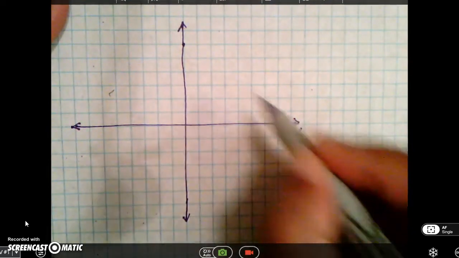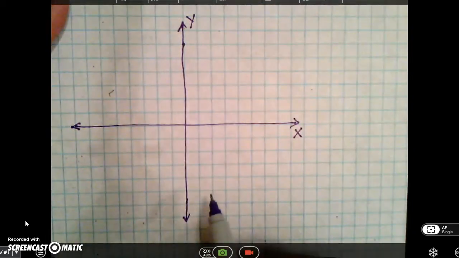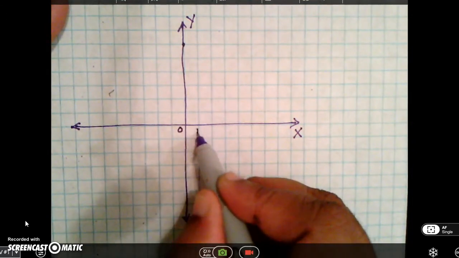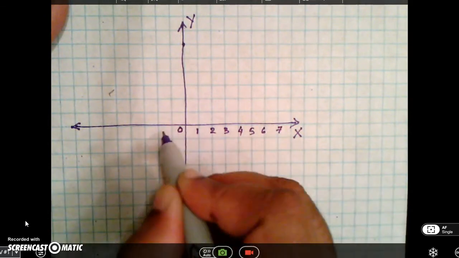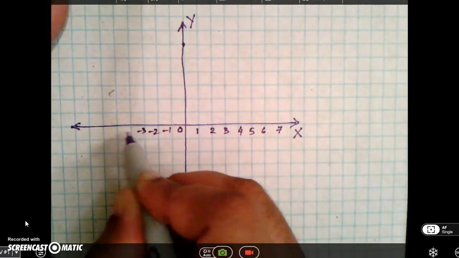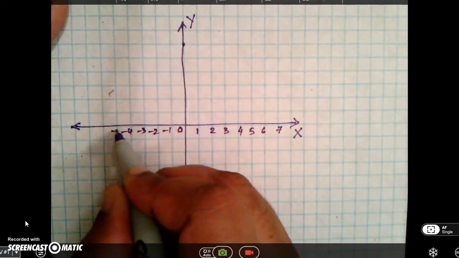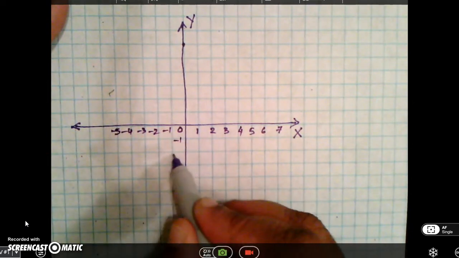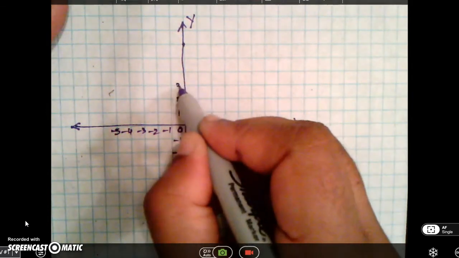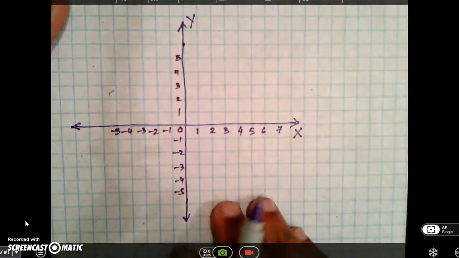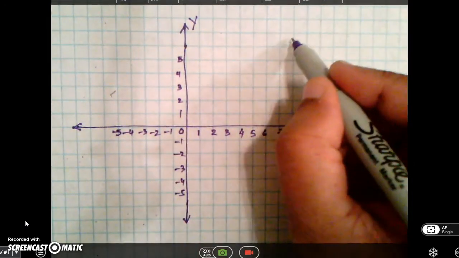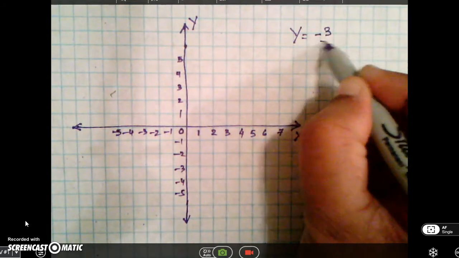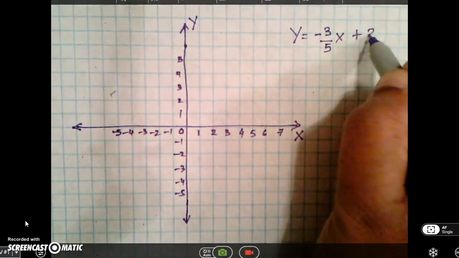Alright, so you have this. I want to mark my x and y. 0, 1, 2, 3, 4, 5, negative 1. Very important to label your graph. So the equation I'm graphing is y equal to negative 3 over 5x plus 3.